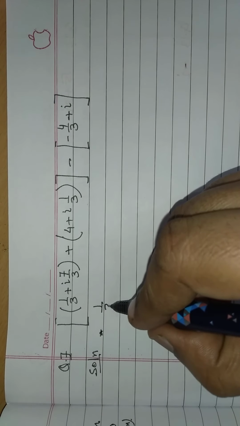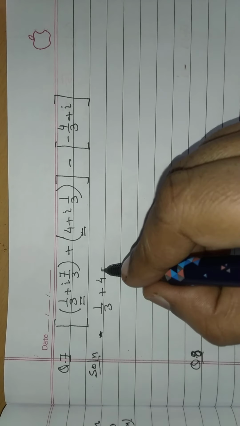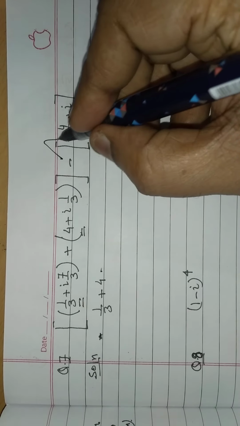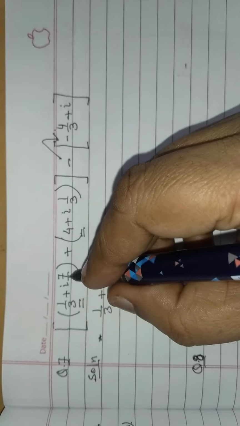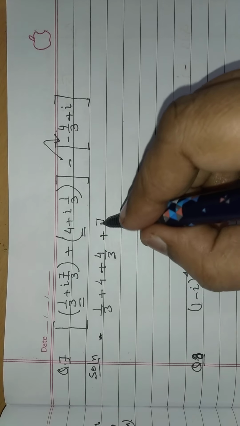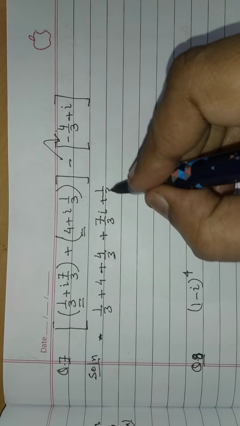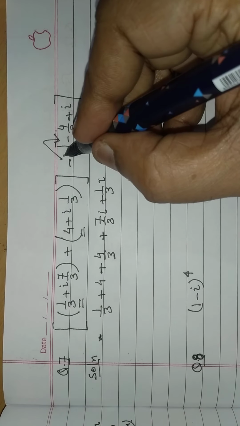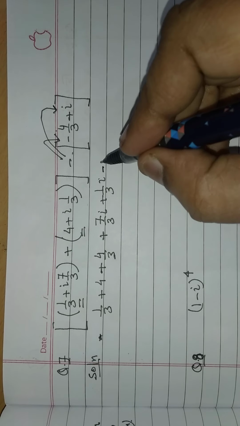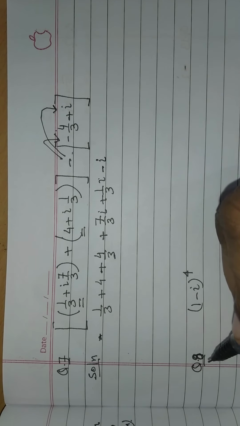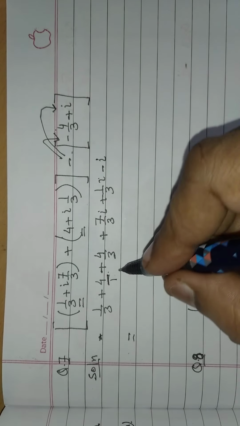Solution: 1 by 3 plus 4. This is 1 by 3, this is 4, and this is minus into minus, plus, so plus 4 by 3, and here it is 7 by 3 I am writing, and then it is plus 1 by 3 i, and here minus into this i, so minus i you will write. Be careful to write this sign.